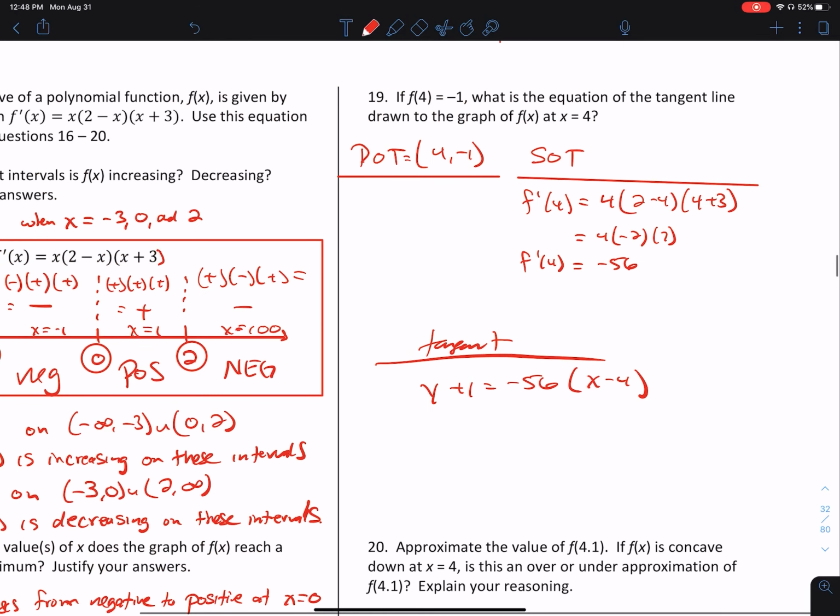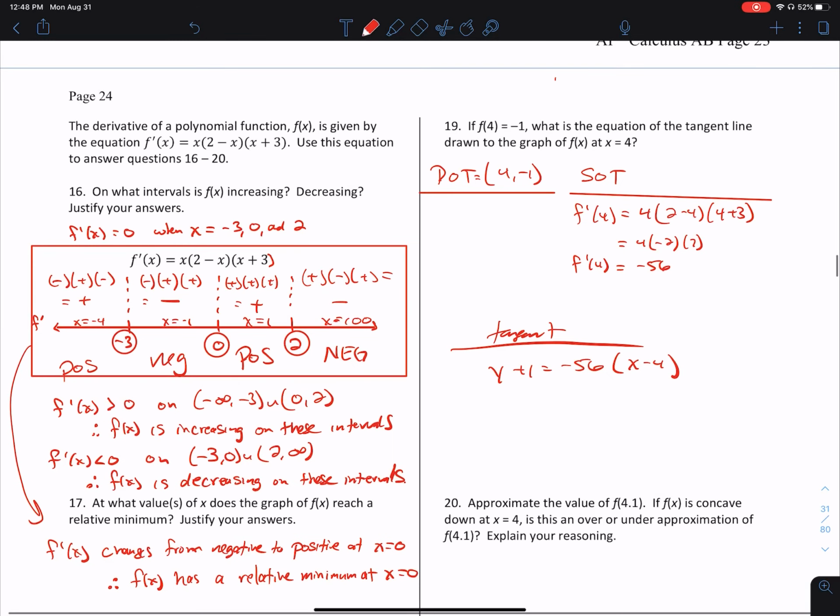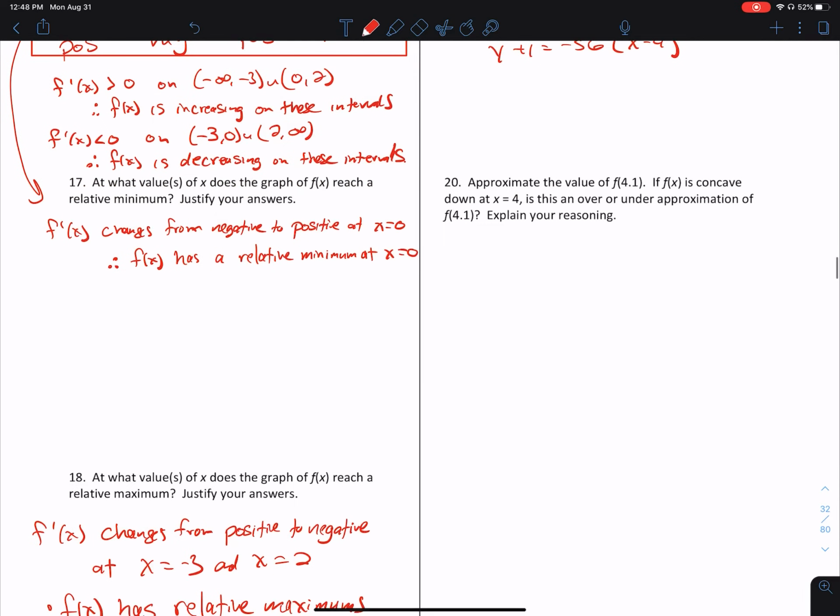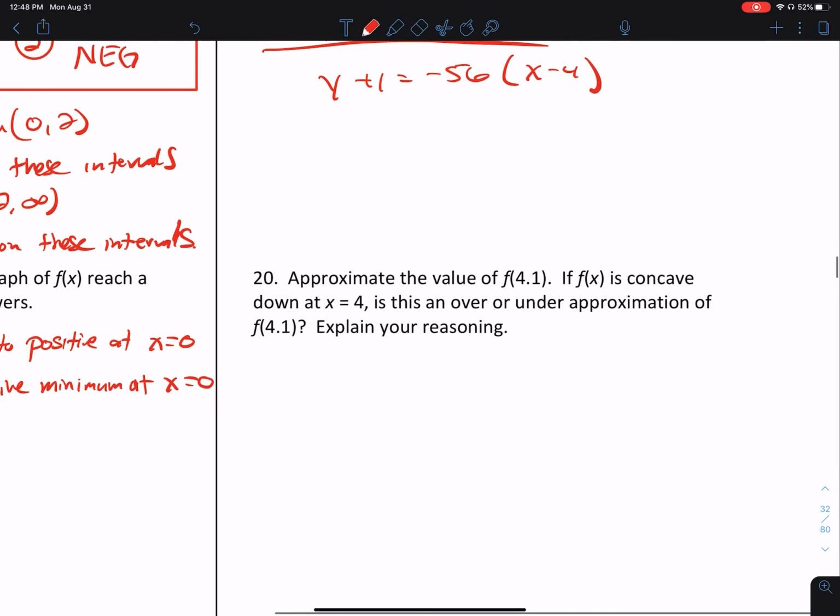On the AP Calculus test, if this is a non-calculator part and you get here and you freak out and you think I don't know how to multiply, or you get here and you don't want to multiply it out, you can put this whole thing as the slope right here. It's better if you can simplify it, but if you panic or run out of time, you don't have to. So question 19, what's the equation of the tangent line? We got it. 20, approximate the value of f of 4.1.